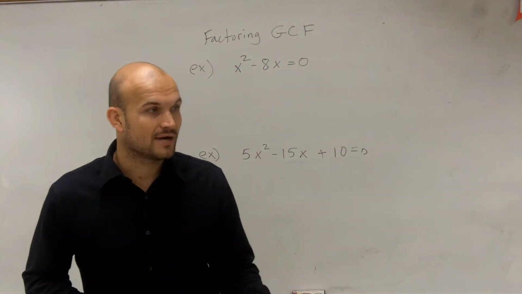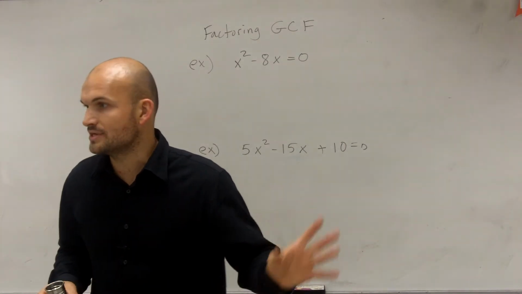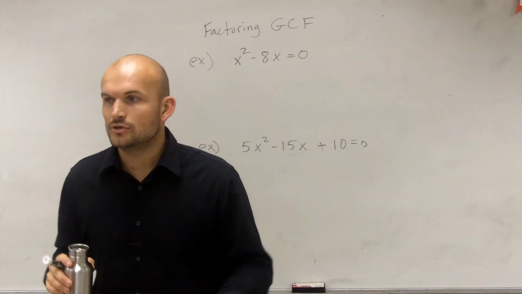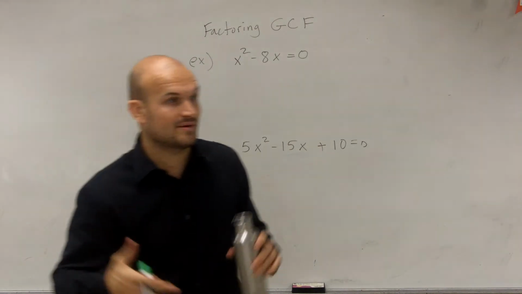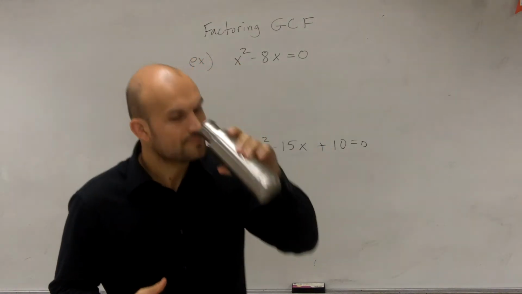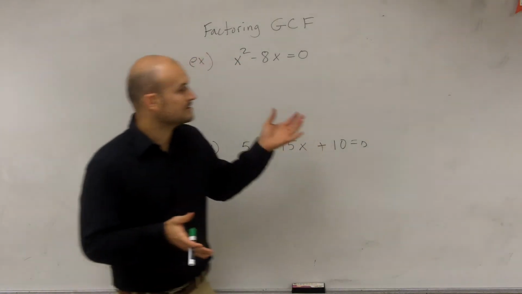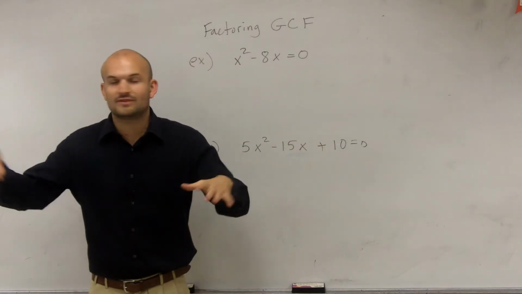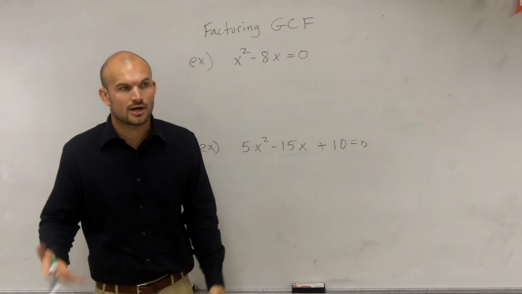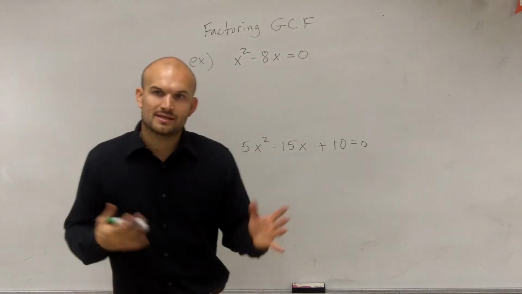Now, if you guys remember back when you first learned about factoring numbers and all that kind of stuff, you learned about your GCF, which is your greatest common factor. What that means is the number that they all share, right? Or that evenly divides into all your terms. So let's look at the first problem.